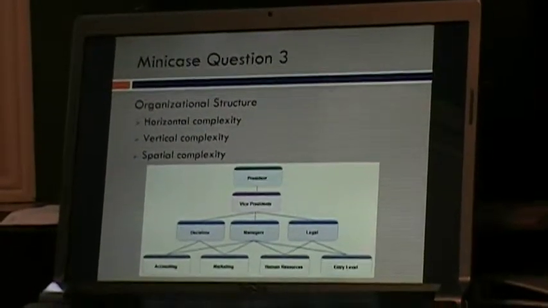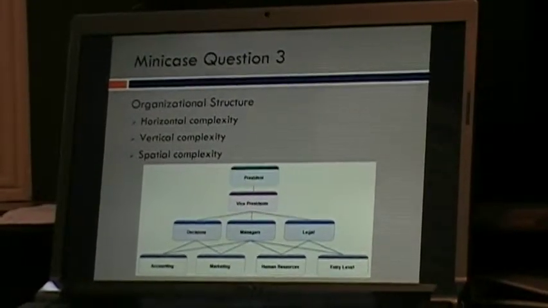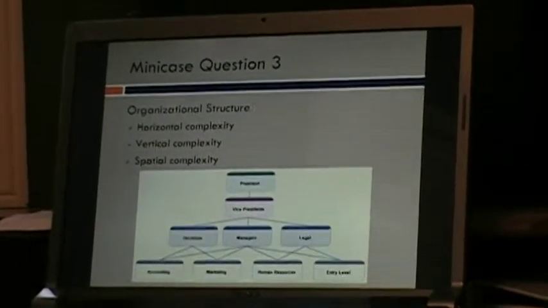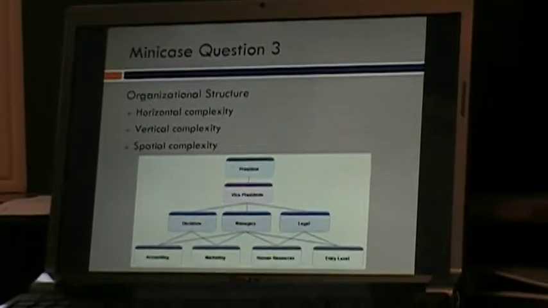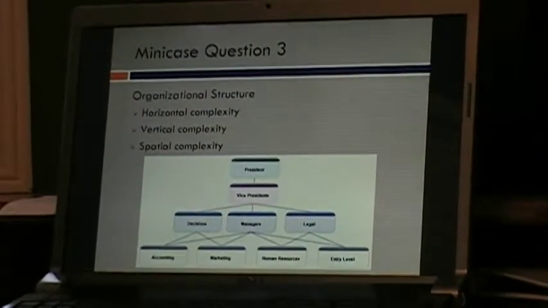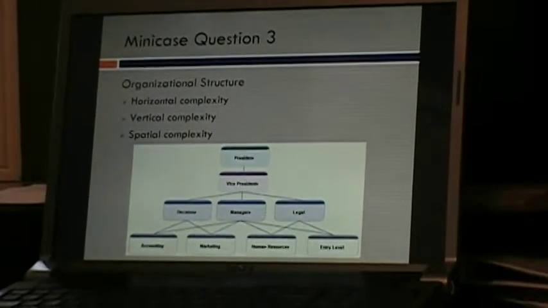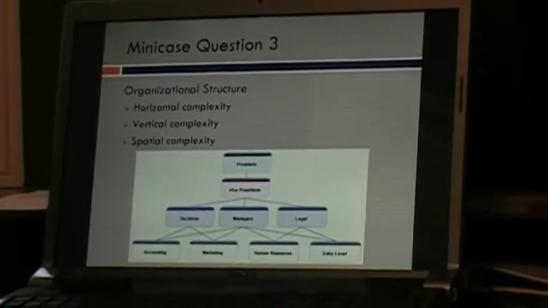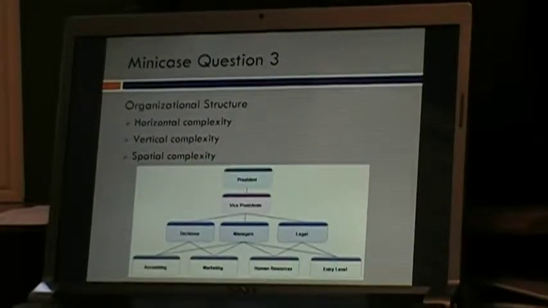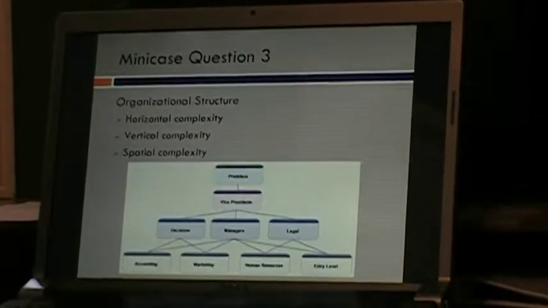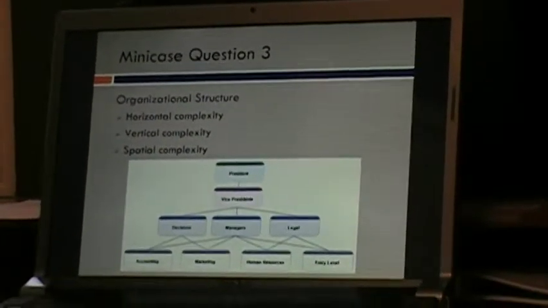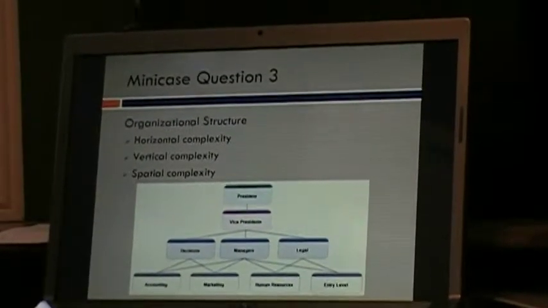IKEA has 38 locations in the United States and over 300 stores located worldwide. Worldwide, IKEA employs over 120,000 people. That large of a number gives IKEA a very high level of horizontal complexity. Technology makes it easier for all of these different employees to stay on the same page.